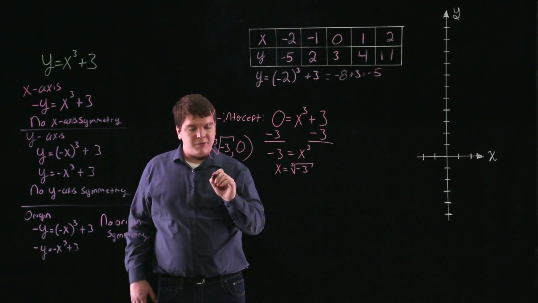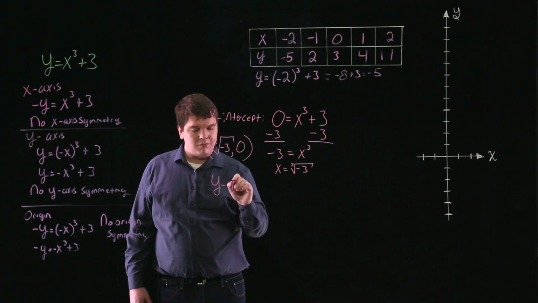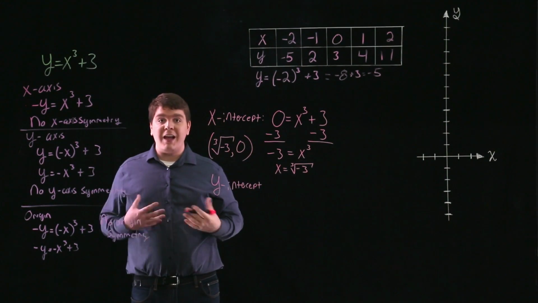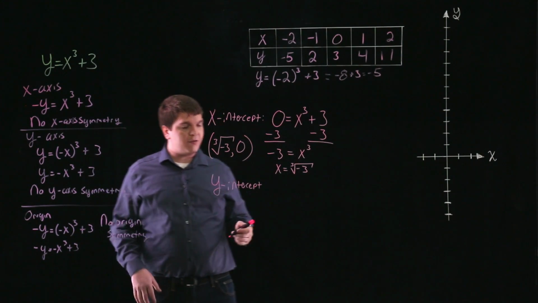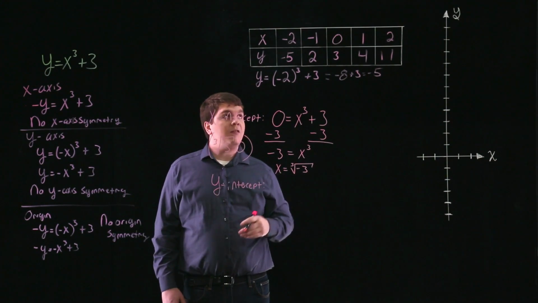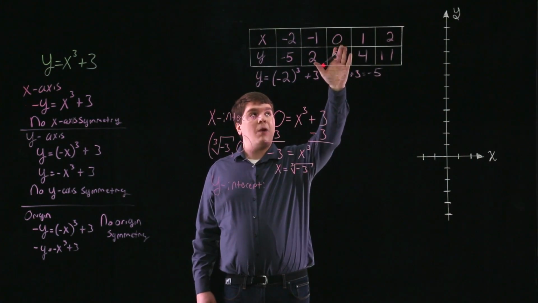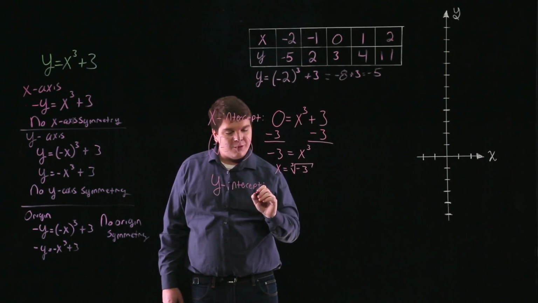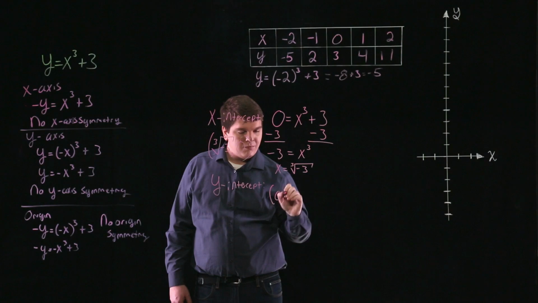Now the y-intercept is obtained by setting x equal to 0 and solving for y. Well, if you'll notice, we already found the y value when x is equal to 0. So our y-intercept is the point 0, 3.